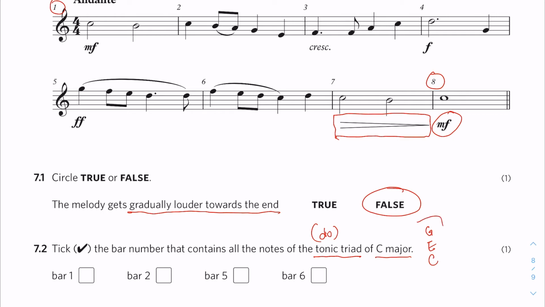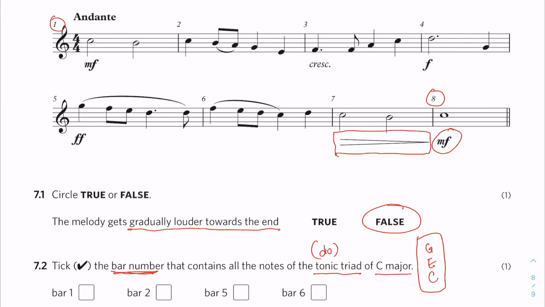So all we need to do is to find that bar that contains all the notes C, E, and G. Okay, starting from the beginning, what do we have? We have F, A, C, because we are in treble clef, so we do have C and B. There are only 2 notes, so obviously it's not correct. Then next bar, what do we have? We have C falling down to B, A, G, and E. Oh, okay. We do have C, we have E, and we have G. Okay, looks like this is correct. So we're going to find bar number 2 and put a tick there.